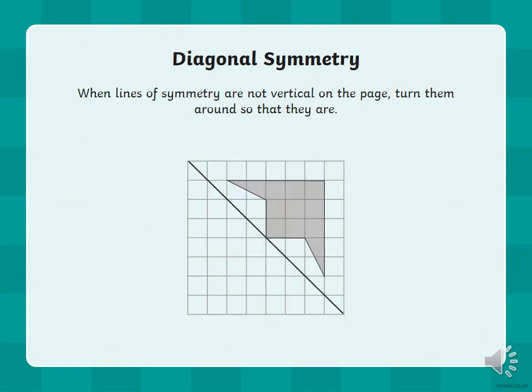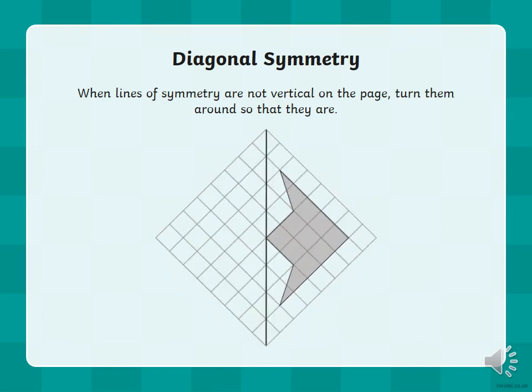If lines of symmetry are not vertical on the page, turn them around so that they are. So we start with the corners.